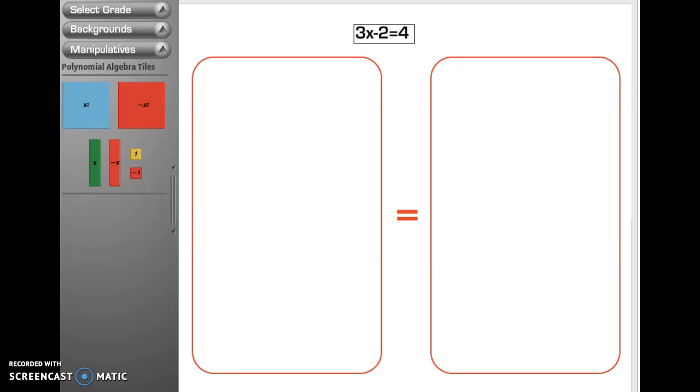Greetings. We're going to finish our notes on algebra tiles. We ended with number 3 of solving using algebra tiles.